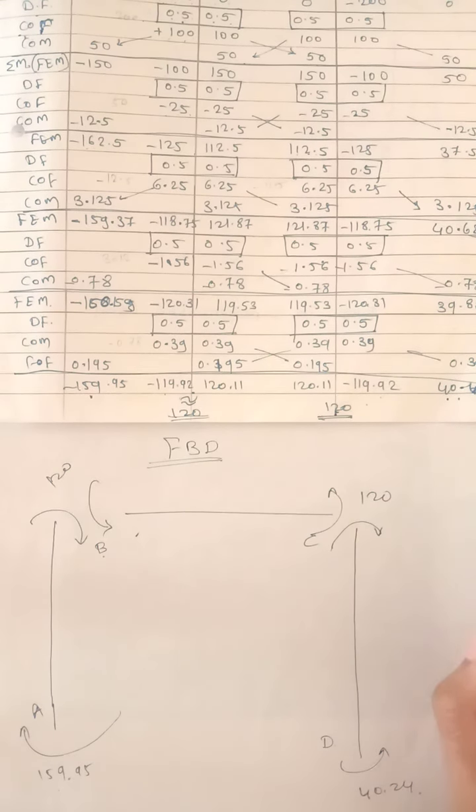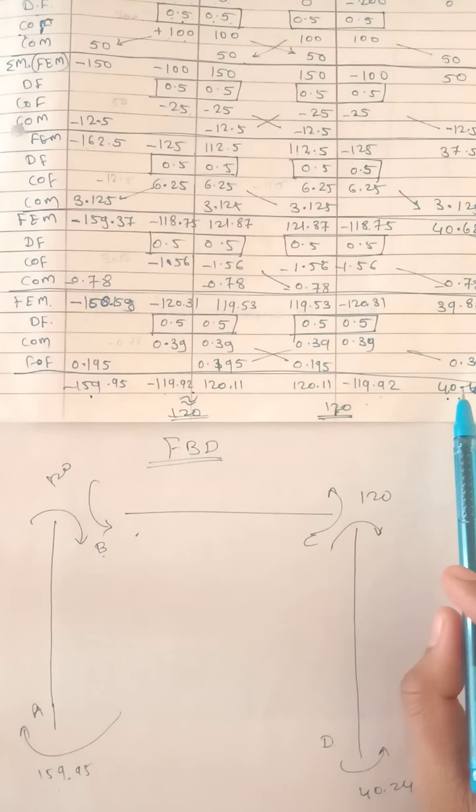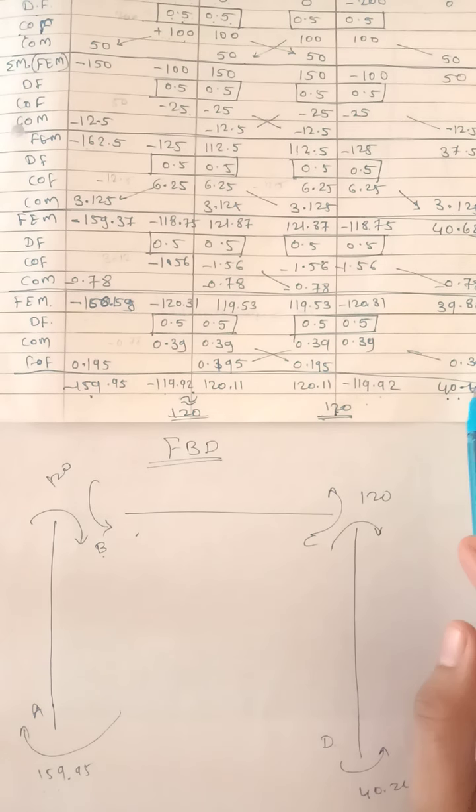And the last, at point D, the DC member end movement is 40.24 positive, so that's why we take anti-clockwise movement. So this is our free body diagram.